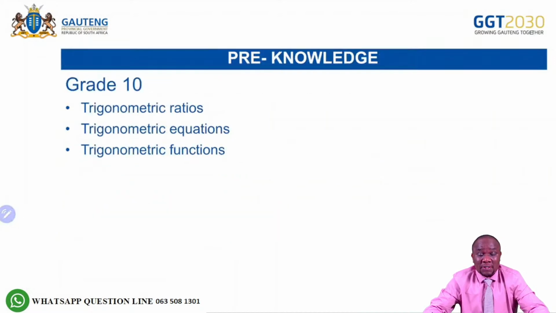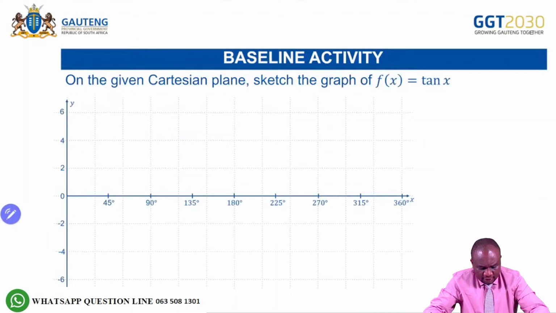We have done trigonometric ratios. Remember, sine of angle theta, if the angle is theta, sine of angle x, cosine of angle, tangent of angle, and then also we did trigonometric equations, and then we have done trigonometric functions. And then this is our baseline activity.